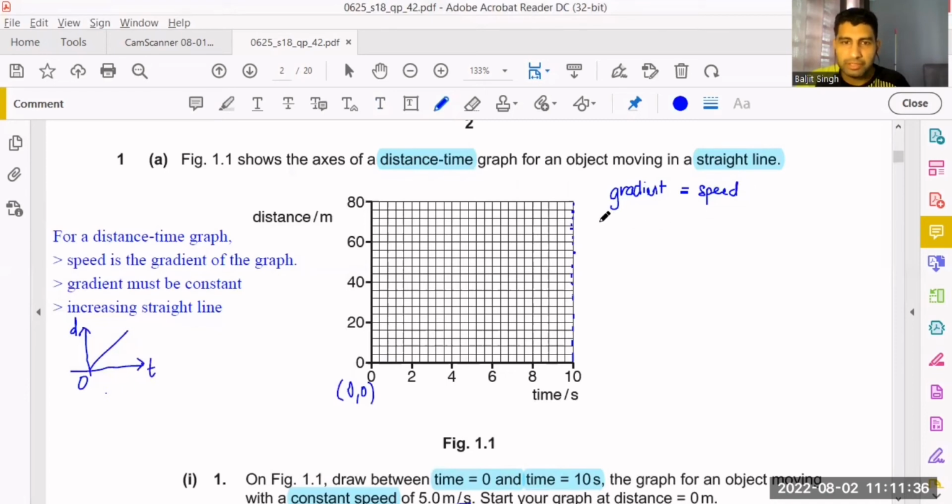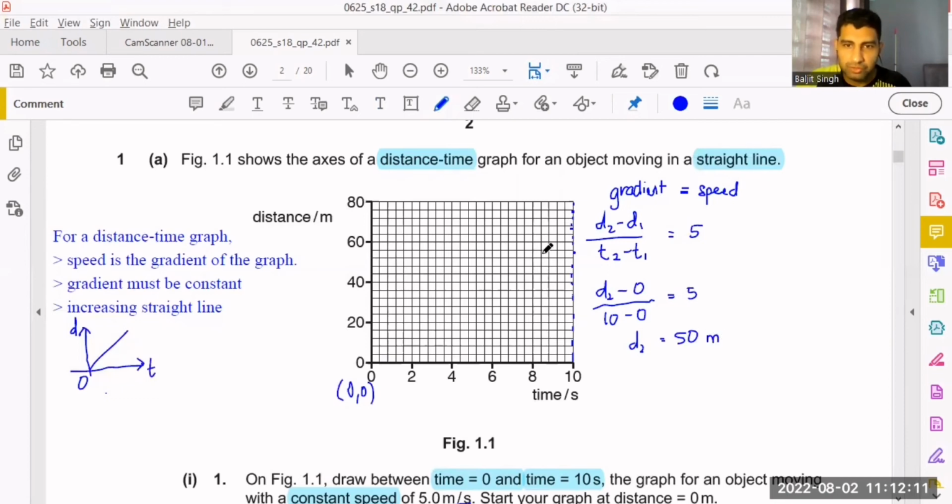Right, according to the gradient formula, it should be d2 minus d1 over t2 minus t1 equals the speed, which is 5. So D2 we don't know, D1 we know, it is a 0 coordinate. Time we already know, it's 0 seconds until 10 seconds, so it should be 10 seconds. Or you can do 10 minus 0, which equals 5. So this will lead you to D2 equals 50. And D is a distance, so 50 meters.